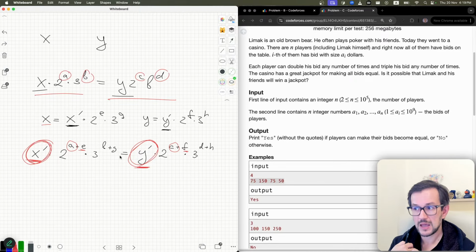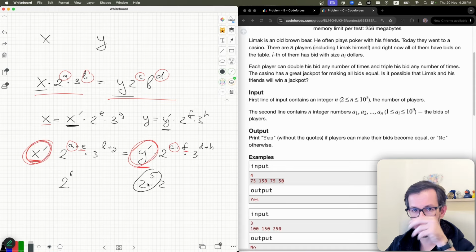And you can easily see that if the core is the same, then it's always possible to make the numbers equal. You just look at these powers of 2. For example, here we have 2 to the power 6 and here 2 to the power 5. You can always multiply this by 2 and have the same power. So you take the number with the smaller power of 2 and multiply it by 2 the required number of times. And same with 3.